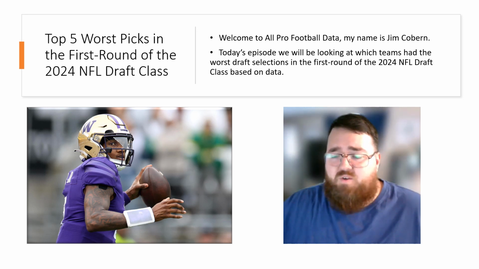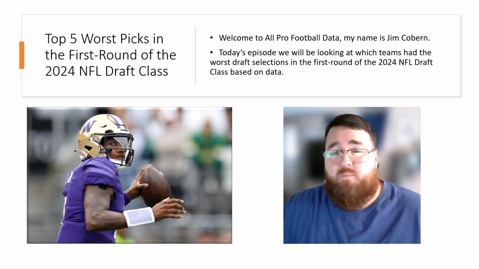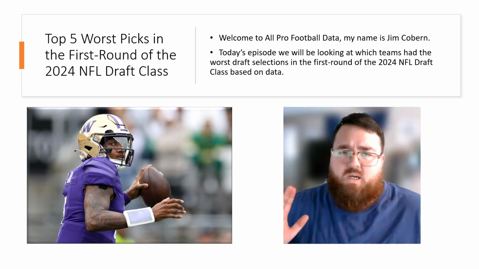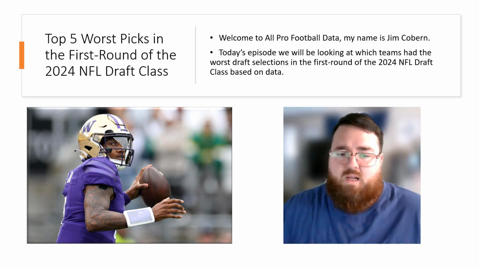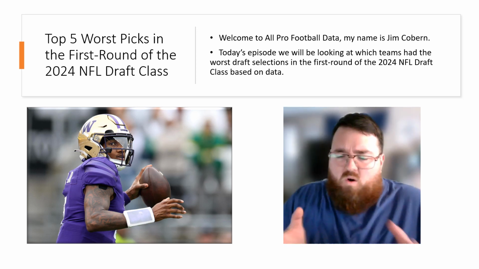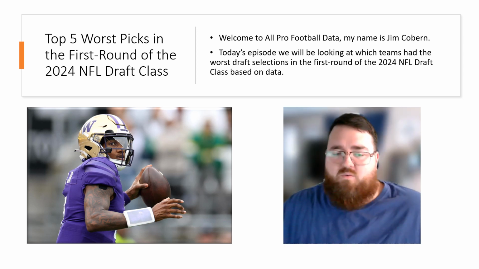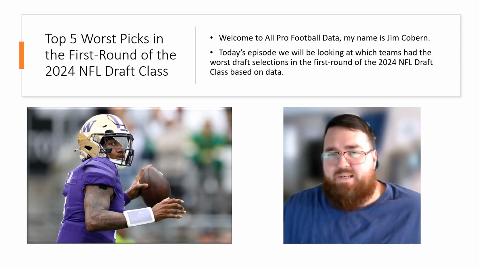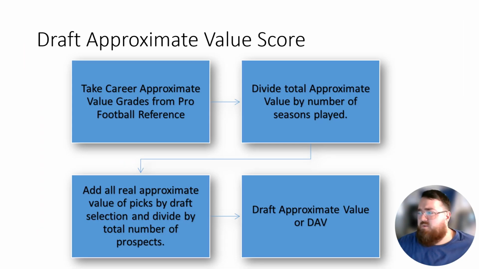So I do draft data work. If you want to know more about the stuff that I do, go to my top 50 prospects video, where I go into the correlations and all the other stuff in terms of the data, the framework, the foundation of what I do. But I'm going to do a quick and dirty explanation of how we're going to be evaluating these prospects. So first off, draft approximate value score, DAV.